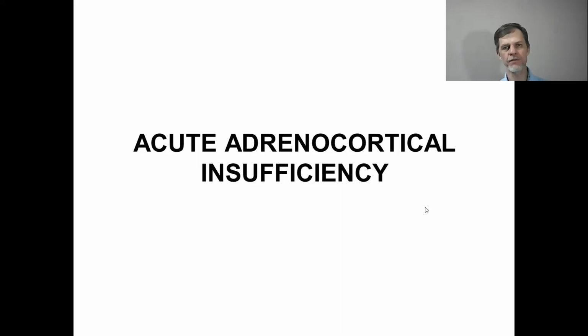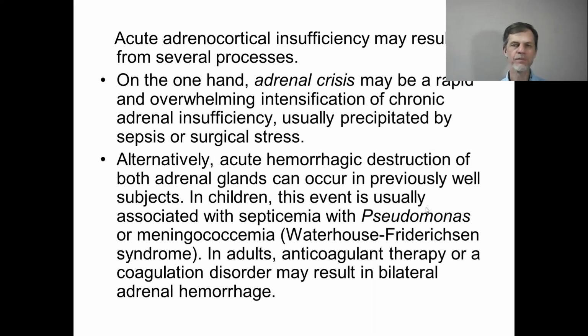What is it, acute adrenocortical insufficiency? Acute adrenocortical insufficiency may result from several processes. On the one hand, adrenal crisis may be a rapid and overwhelming intensification of chronic adrenal insufficiency, usually precipitated by sepsis or surgical stress.